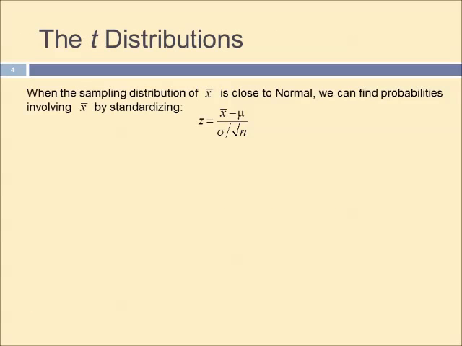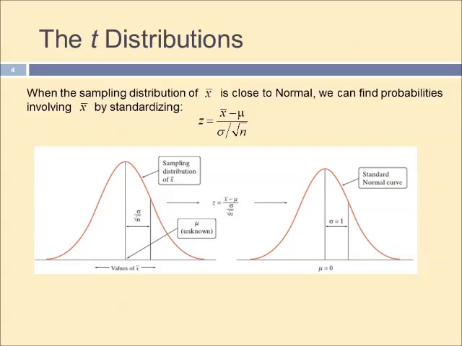So when the sampling distribution of the mean is close to normal, we can find probabilities involving the mean by standardizing. We used the z-score. Z equals the sample mean minus the population mean over the standard deviation divided by the square root of the sample size. And we had values of x, and the standardized scores had a mean of 0 with a standard deviation of 1.